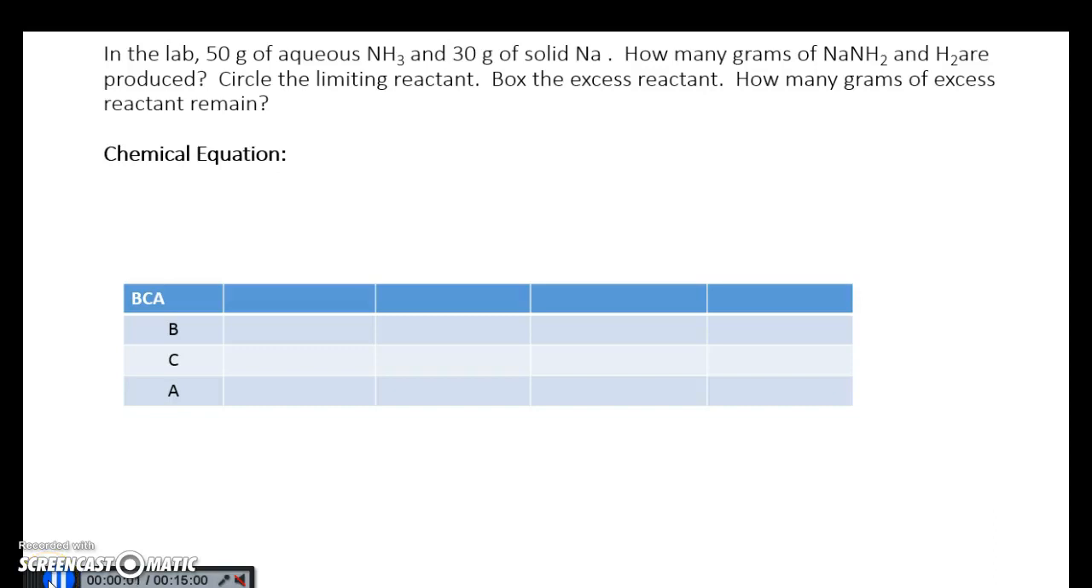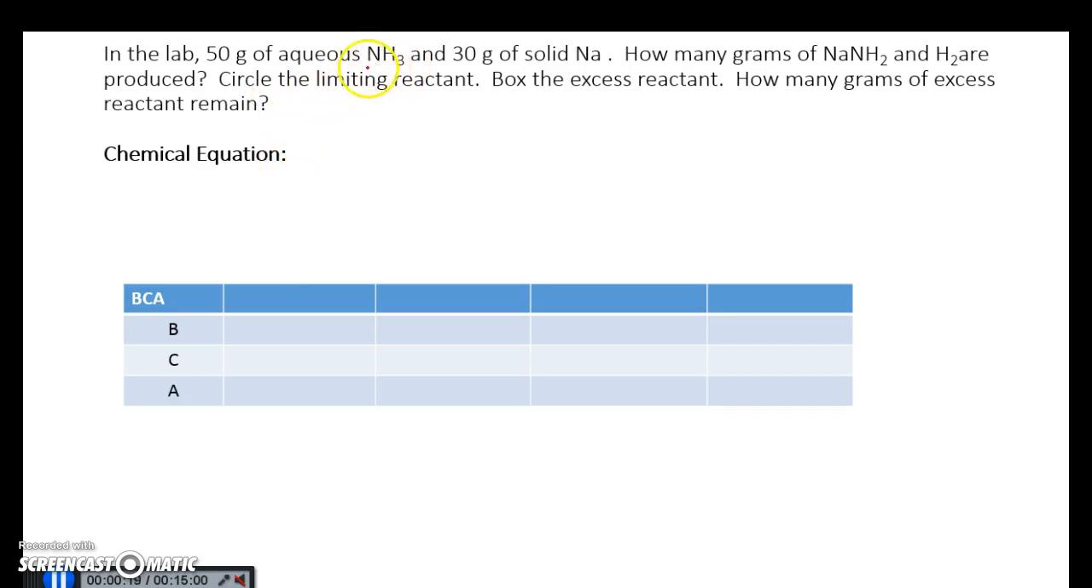We're going to be working through a BCA stoichiometry problem where you start off with grams and are going to be asked to convert how much products and excess reactant you have in grams. So as always, we start with the chemical equation.